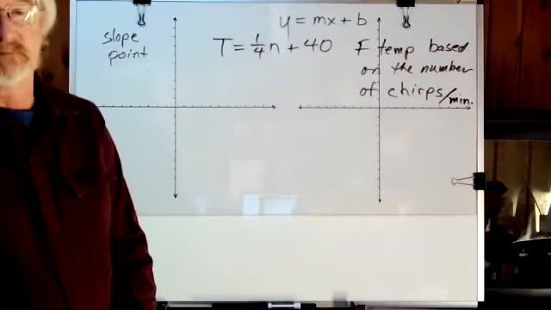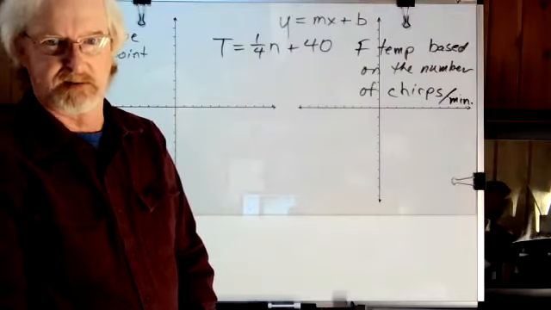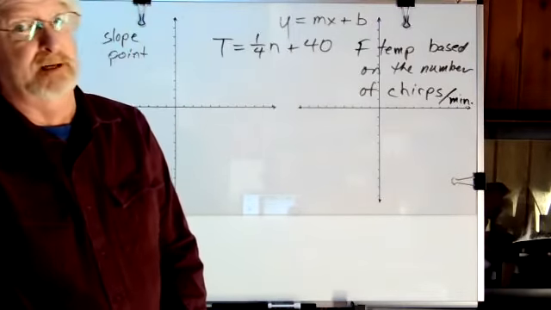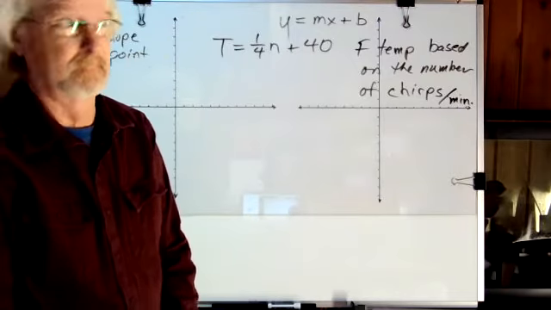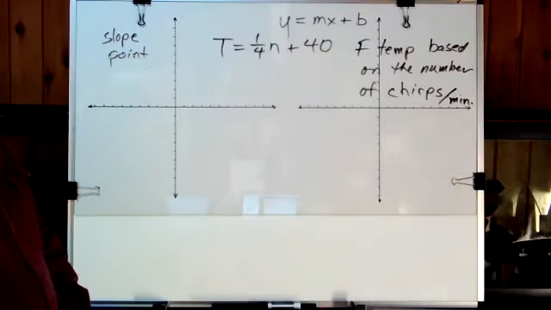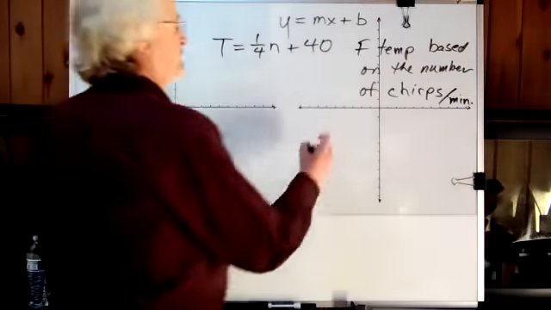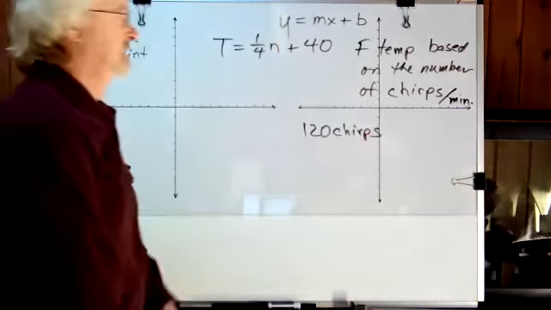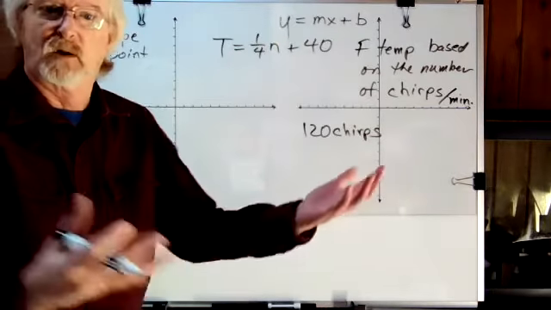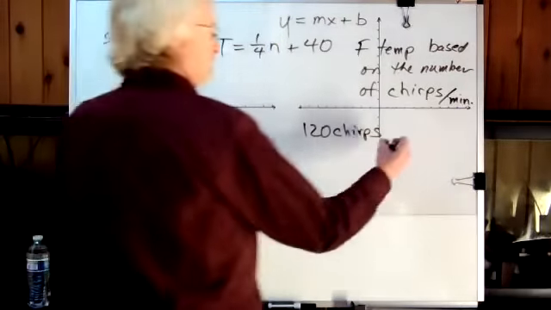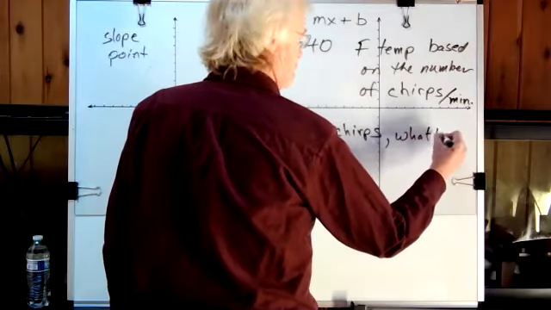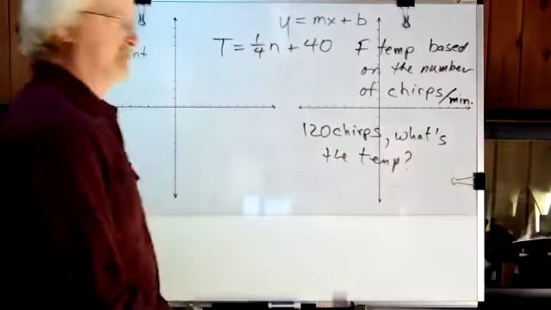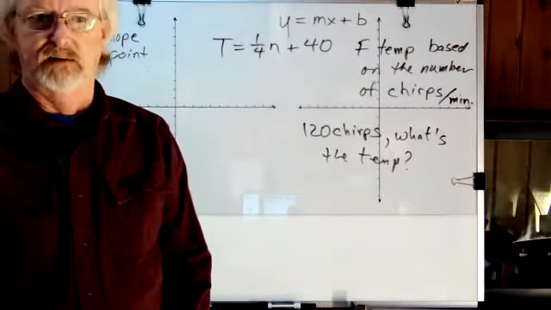Because this particular cricket is very consistent, I guess, but in reality, they all do this. They slow down when it gets cold and they speed up when it gets warm. So if I hear 120 chirps in that minute, what's the temperature?